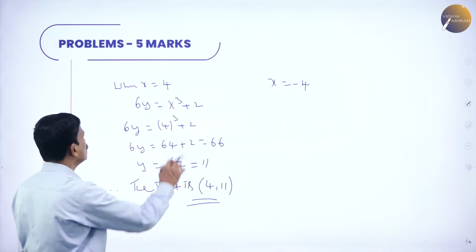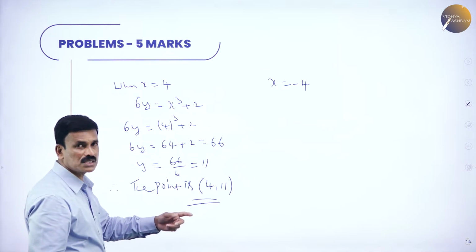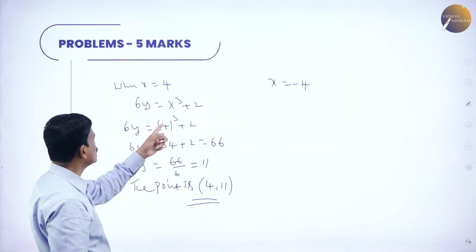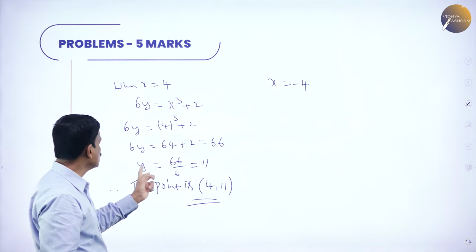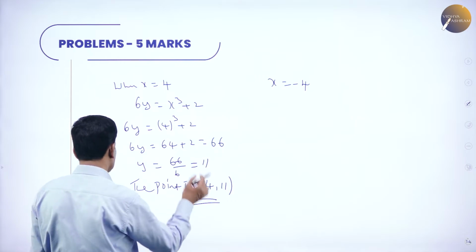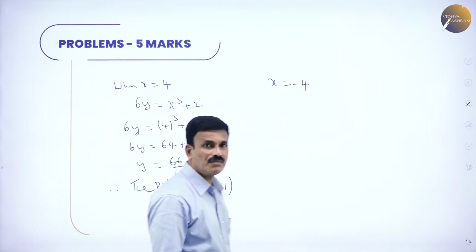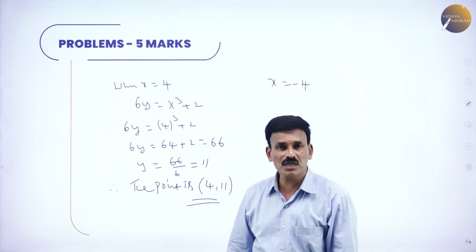The first point is 4 comma 11. That's it. Okay, see here. When x is equal to 4, what is given? 6y is equal to x cube plus 2. 6y is equal to 4 cube, 4 4s are 16, 16 4s are 64, plus 2 is 66. Y is equal to 66 by 6, that's equal to 11. Therefore, the first point is 4 comma 11. On the other hand, find out the second point. That's it. When x is equal to minus 4, substitute, you will get the other point.